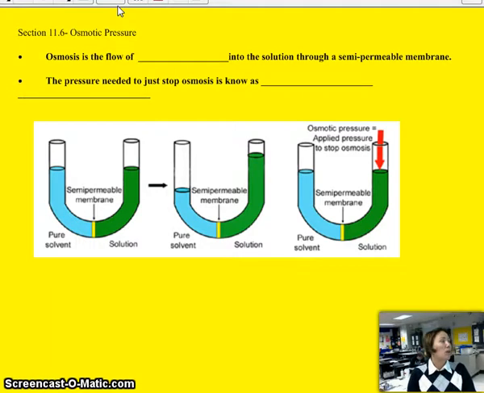And today we're going to be talking and learning about osmotic pressure. And so I figured I'd define it for you first and then show you a couple examples of it through another video on YouTube. So what osmosis is, is the flow of water.